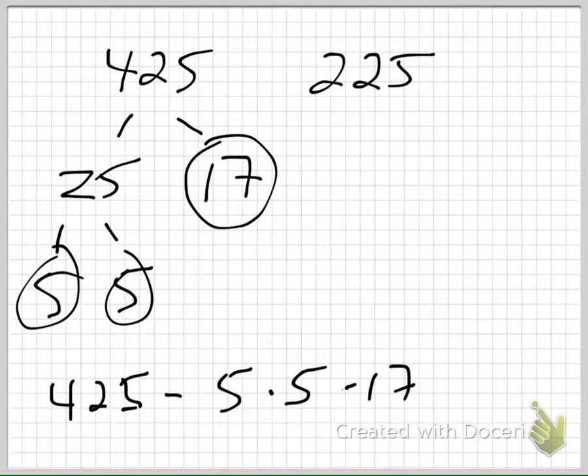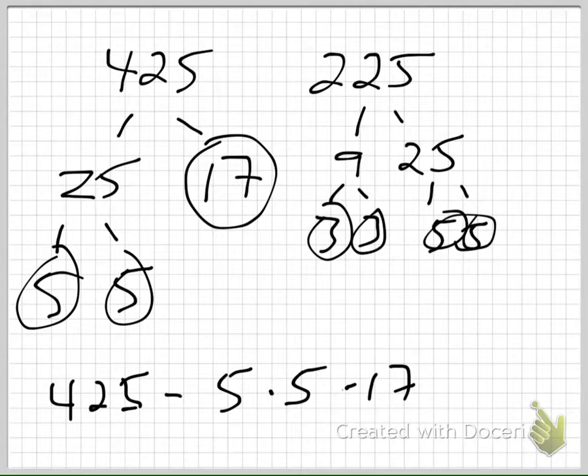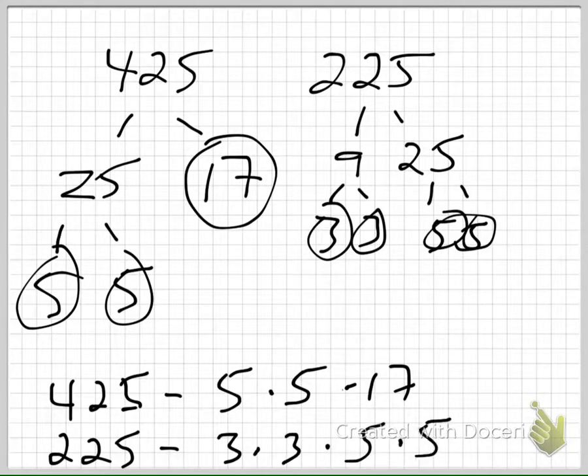For this, you want to write it out the long way. 225, what number goes into 225? 25 and 9. Are either of those prime? No. This is 3 and 3, and this is 5 and 5. Okay? So the prime factorization of 225 is 3 times 3 times 5 times 5.